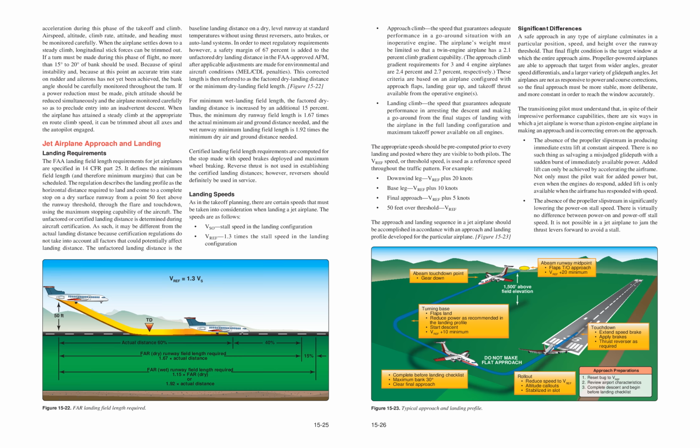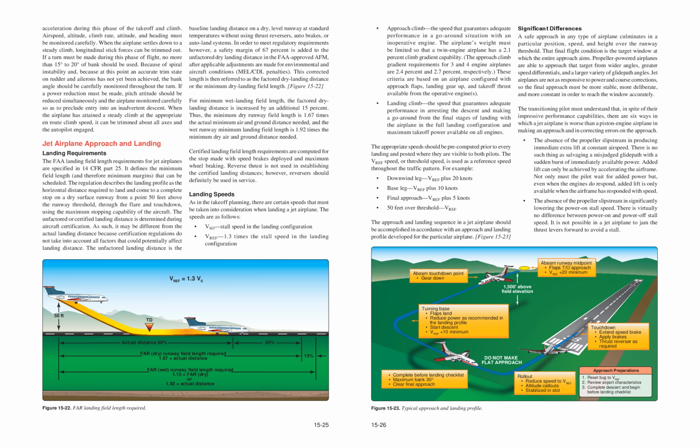The transitioning pilot must understand that, in spite of their impressive performance capabilities, there are 6 ways in which a jet airplane is worse than a piston engine airplane in making an approach and in correcting errors on the approach. 1. The absence of the propeller slipstream in producing immediate extra lift at constant airspeed. There is no such thing as salvaging a misjudged glide path with a sudden burst of immediately available power. Added lift can only be achieved by accelerating the airframe. Not only must the pilot wait for added power, but, even when the engines do respond, added lift is only available when the airframe has responded with speed.